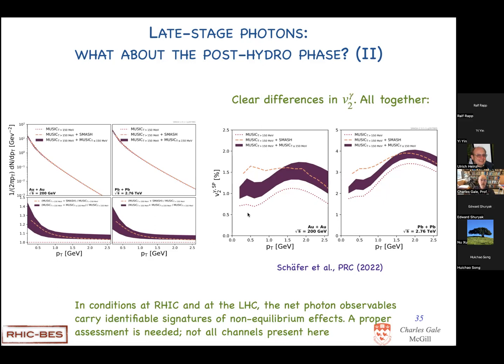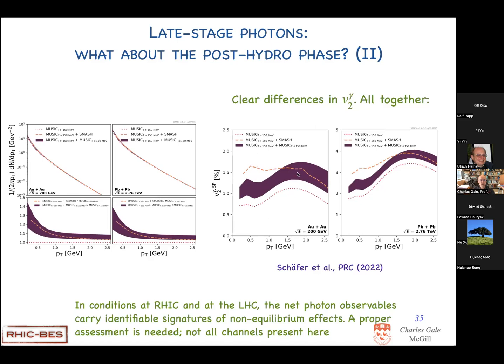For v2, actually, there is some interesting difference, and I think we're just beginning to understand it. I say beginning to understand because this still needs to be explored. The story here tells us that if you run the hydro to these lower temperatures, you get this band. So there's some v2 certainly observed here. And if you take MUSIC and stop, and you SMASH at some intermediate or low value of pT, there's some difference, okay?